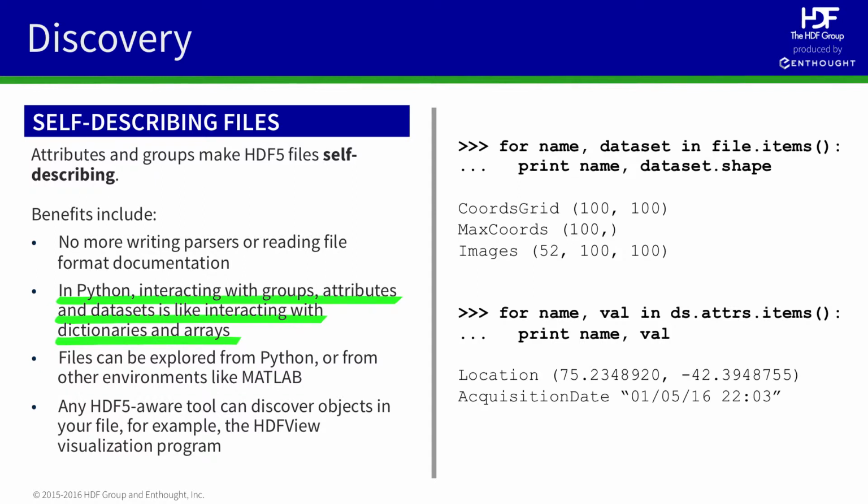In other words, groups and attributes use the dictionary metaphor that can be iterated over. They have keys and values. And datasets behave like NumPy arrays. You can slice them, and you can examine attributes like shape and dtype.